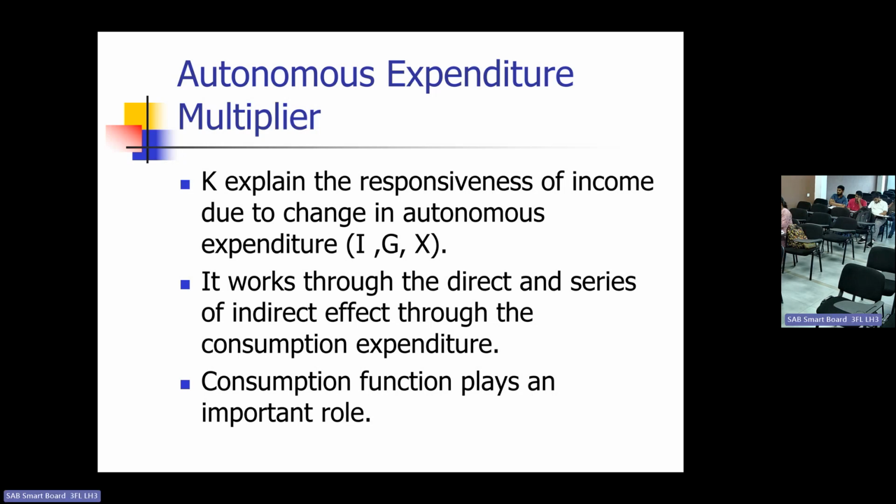So delta Y over delta I equals 1 over 1 minus C1 plus M1. That is the investment multiplier. In the same way, the government expenditure multiplier is delta Y over delta G, equal to 1 over 1 minus C1 plus M1. For the export multiplier, delta Y over delta X, it is the same thing: we only change the exports, and it is 1 over 1 minus C1 plus M1.